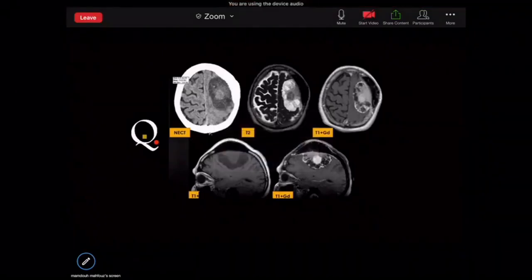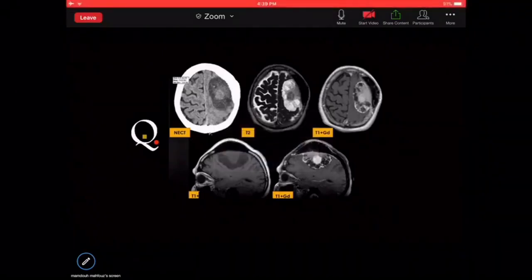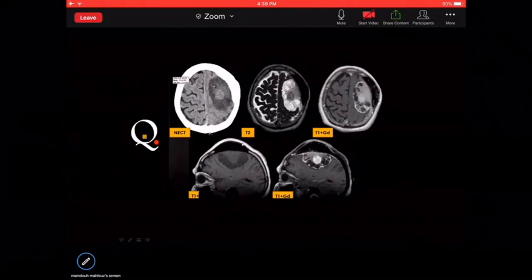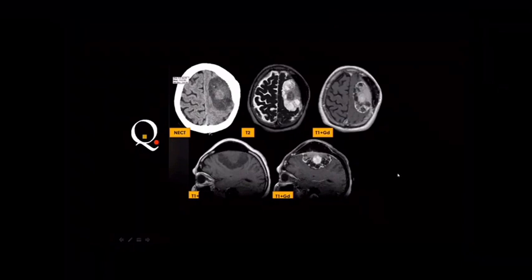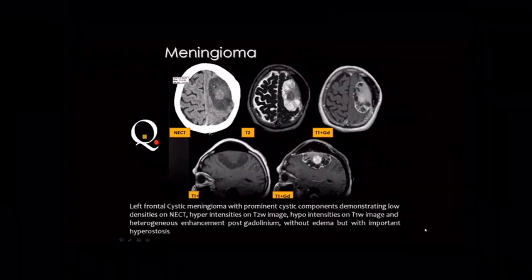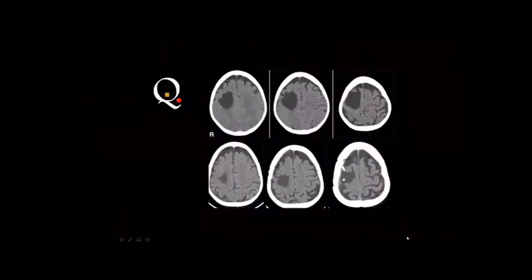Meningioma with cystic component. Yes, meningioma with cystic component and extensive sclerosis. There is a marked thickening of the calvarial bone, which is evident also in the CT and is very dark signal in the MR.